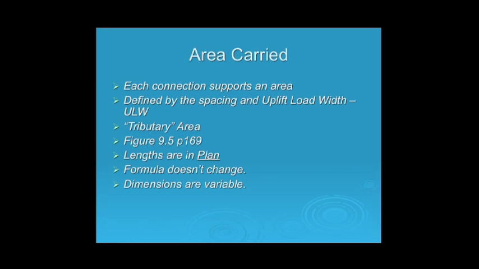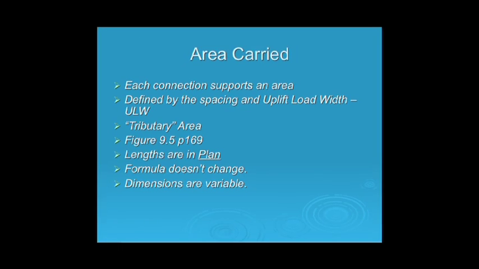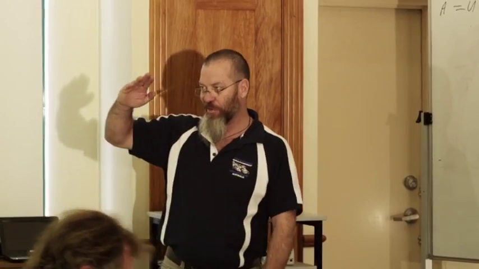So each connection supports an area defined by ULW and spacing. ULW stands for, up there, uplift load width. That's what I was trying to show you on that beam before. Half of X was that load width. That's what ULW stands for. Lengths are always in plan. Thank God, we don't have to worry about the pitch of the roof in this case. It's in plan. So when you're working out your tie-down connections, you only look at your plan views. Don't worry about your elevations. It's only plan views we're concerned about.